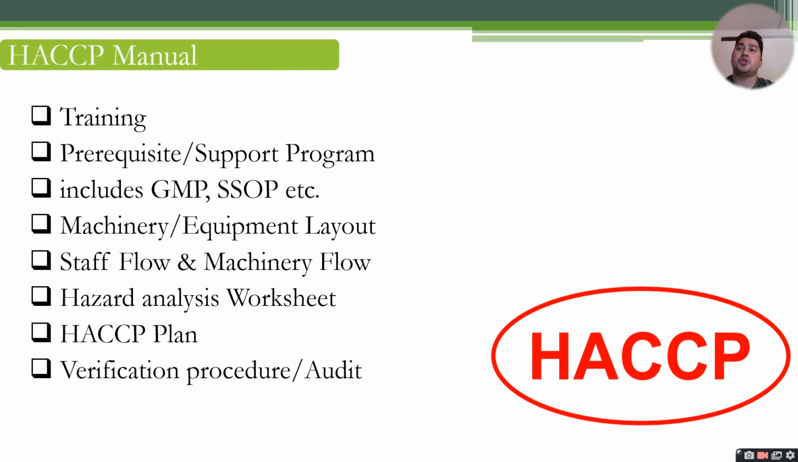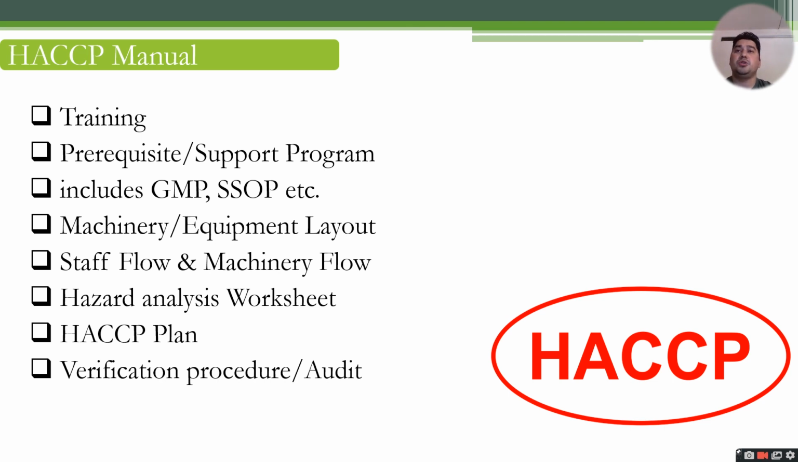In the HACCP manual, you should include the training: how you will provide the training, what the frequency of the training is, whom you are going to provide the training to, what type of training you will provide, whether you provide internal training or external training. You should maintain that, and the records of training should be there.